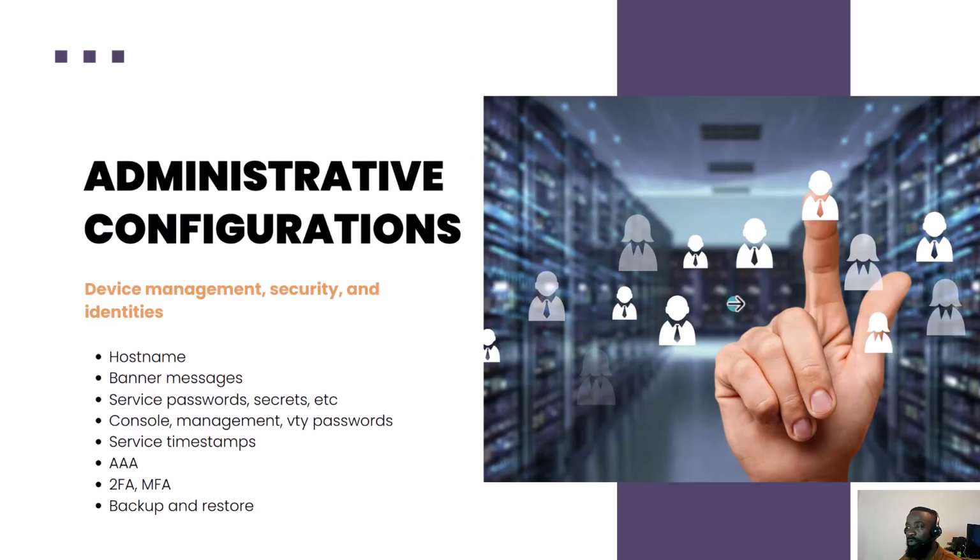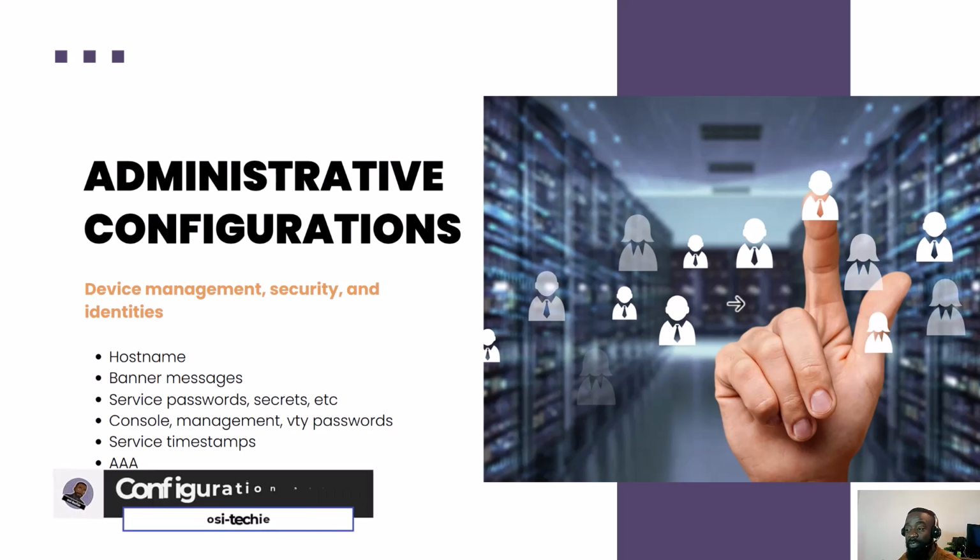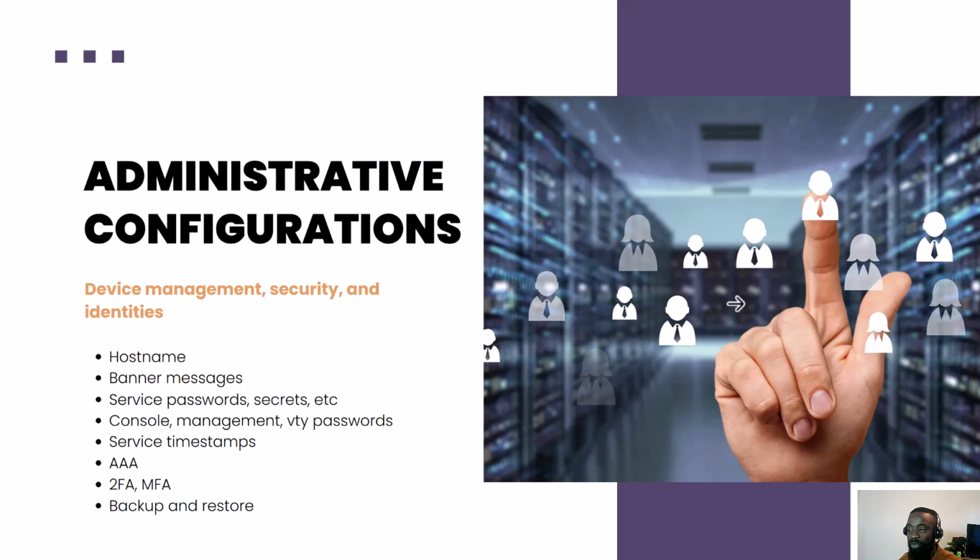So for administrative configurations, we're going to find that these are the most important things that you'll find while configuring devices. So on any device that you're configuring, you're going to find things like hostname, right? Banner messages, service passwords and secrets, console management and VTY passwords, right? You're also going to find things like service timestamps, AAA configurations, that is authentication, authorization and accounting, two-factor authentication, multi-factor authentication, backup and restoration configurations. If you know these things, it will be easier for you to configure them on any device.